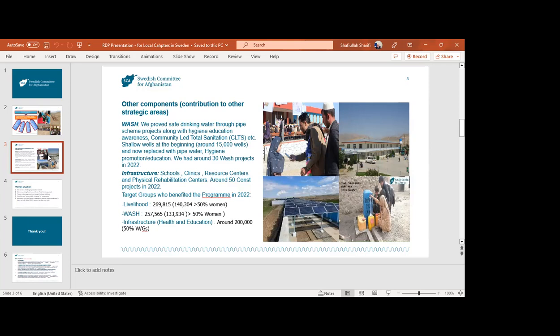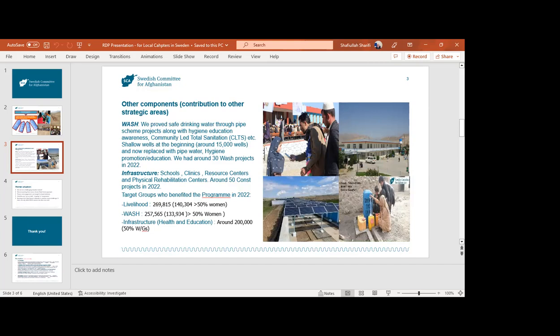So the other components are about water sanitation and hygiene education. We provide safe drinking water through pipe scheme projects. Before it was through shallow wells, where we constructed around 15,000 wells in the past years. But now, since 2007-8, we have started with piped water. This is the component which contributes to the first strategic area of the Swedish Committee, through WASH and hygiene education, and also some community-led total sanitation.